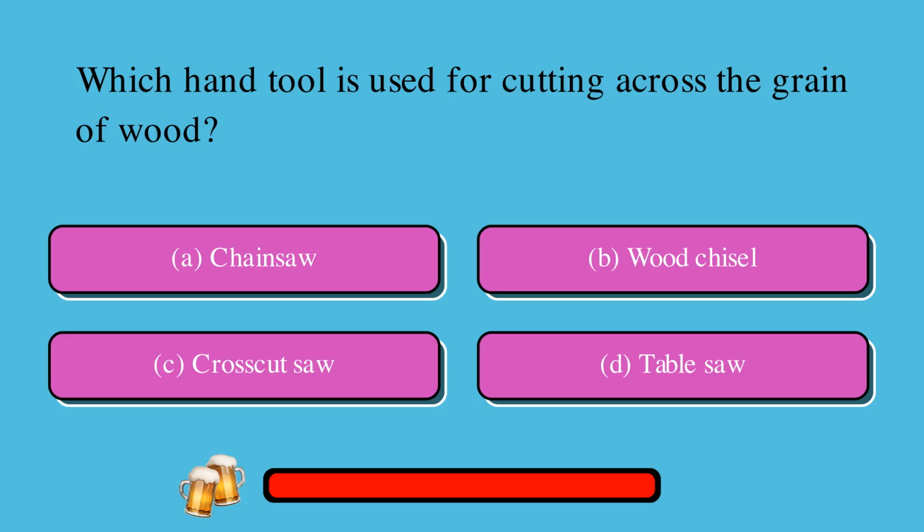Which hand tool is used for cutting across the grain of wood? A. Chainsaw, or B. Wood chisel, or C. Crosscut saw, or D. Table saw? The correct answer is C. Crosscut saw.